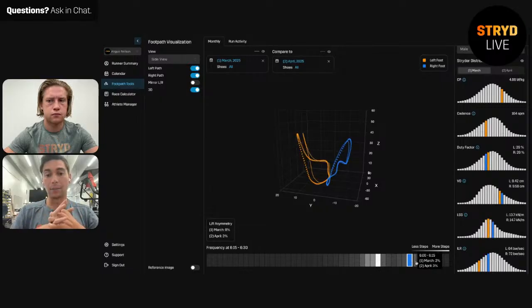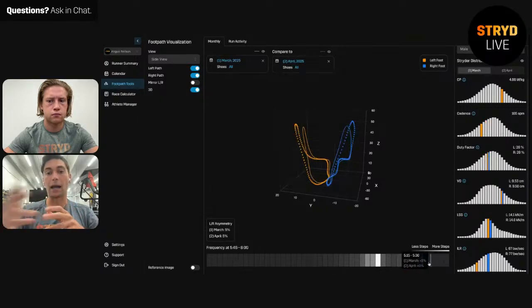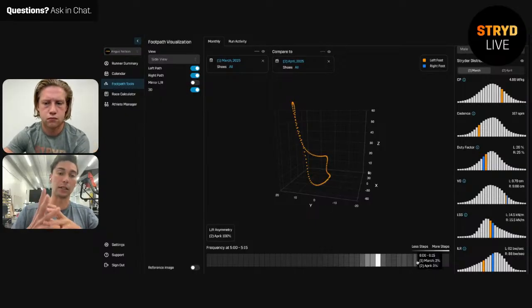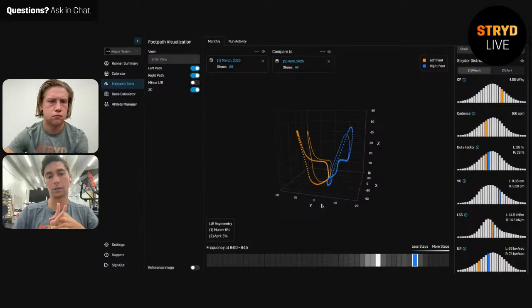And then I think as you see patterns in, say, your duty factor and GCT, you might also see patterns in your footpath that reflect that as well.